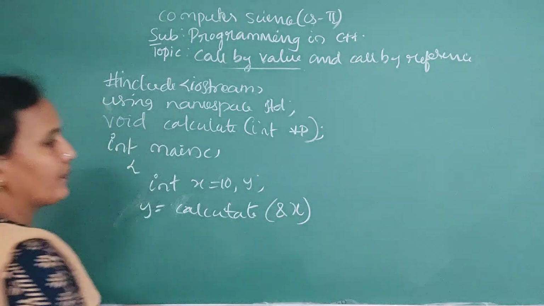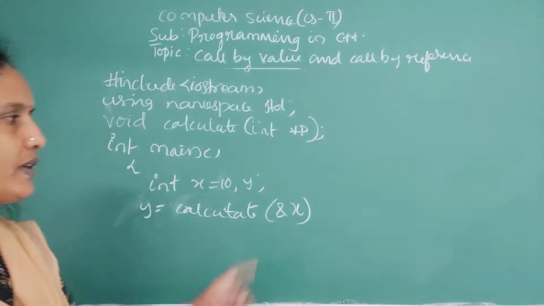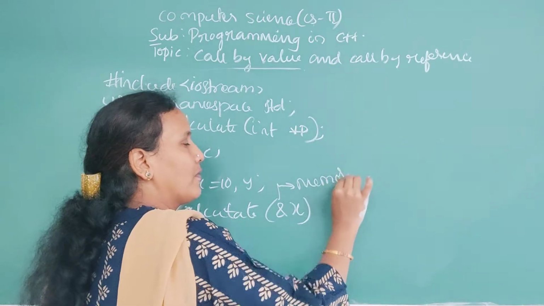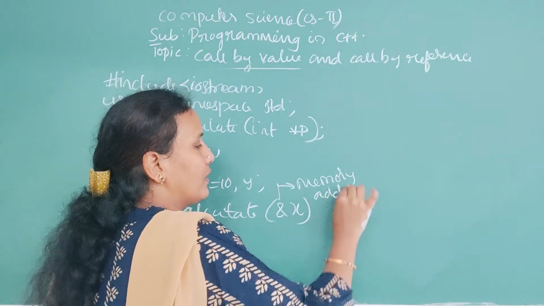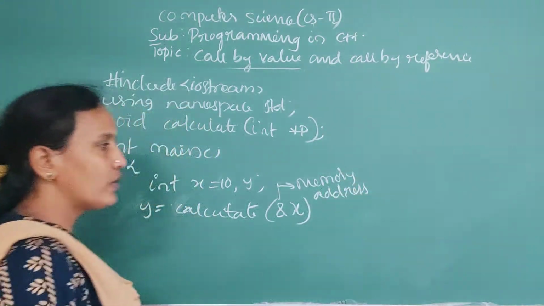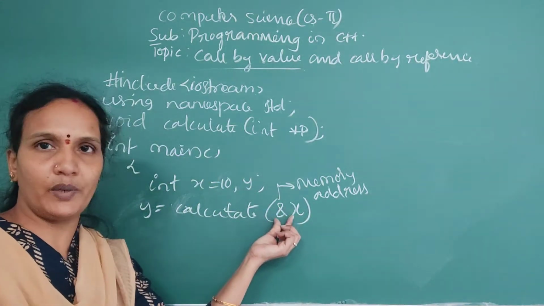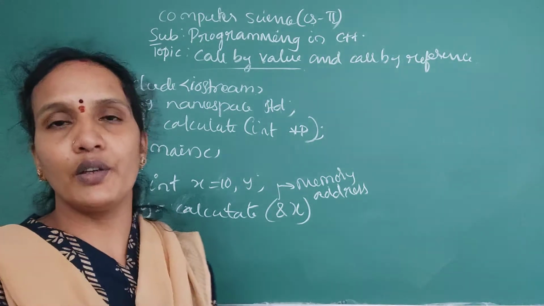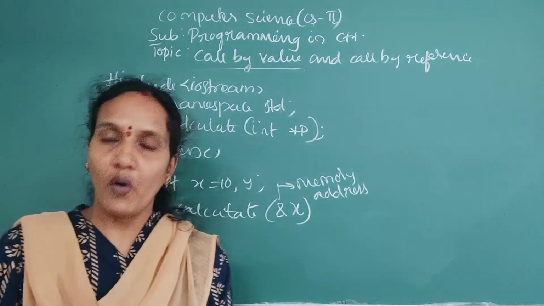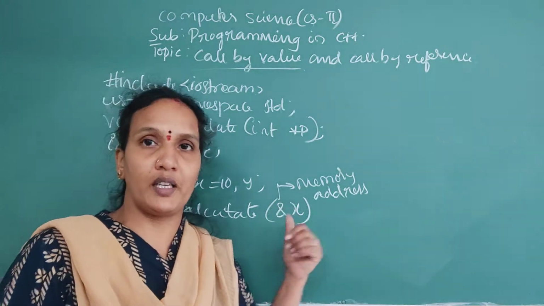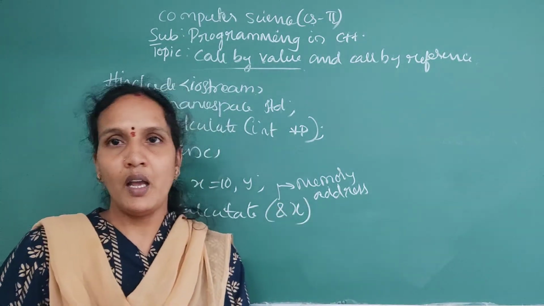Ampersand x. Here ampersand x is called the memory address operator. So instead of a value, I am giving the address to this variable, so that in the user defined function, whatever formal parameters are there can access this memory address. Means they can modify the value at that memory address.